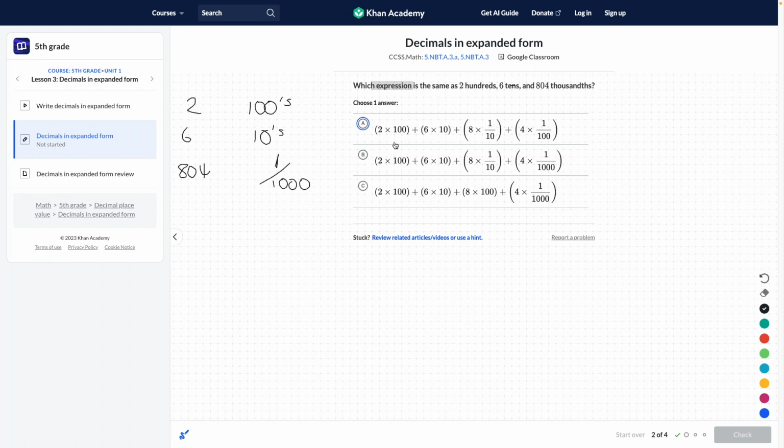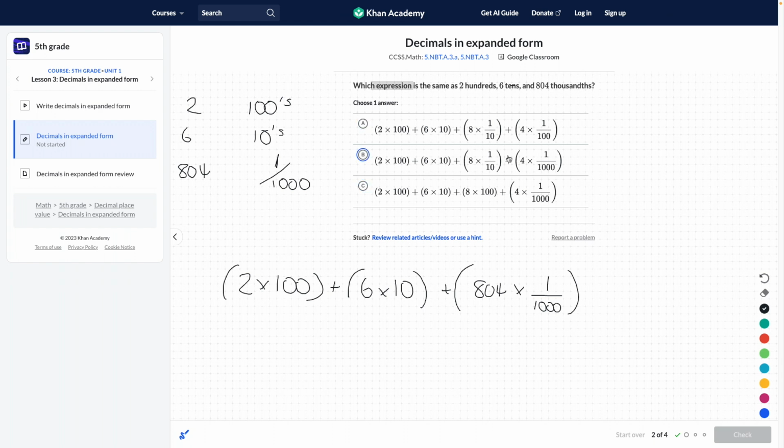So we got 2 times 100. Well, this one's correct. 6 times 10. So we can rewrite this, right? 2 times 100. Let's place it in brackets to keep it away from the others. Plus 6, let's put this in brackets as well, times 10. And now we've got plus 804 times 1 over 1,000. And let's put brackets around this as well. And let's see whether we get anything like this.